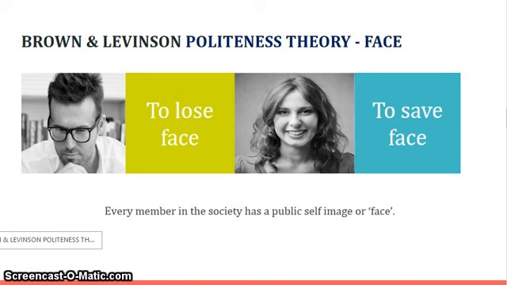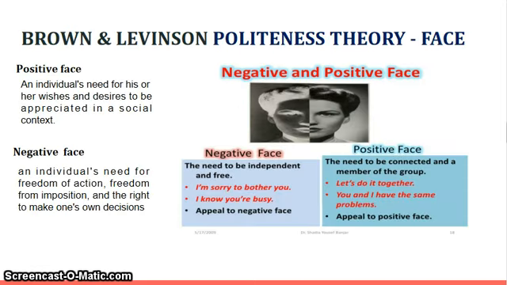What is your face? That is your social image. At times, we will question ourselves as to how we want others to perceive us. According to Brown and Levinson's politeness theory, positive face is an individual's need for his or her wishes and desires to be appreciated in a social context, while negative face is an individual's need for freedom of action, freedom from imposition, and the right to make one's own decision.